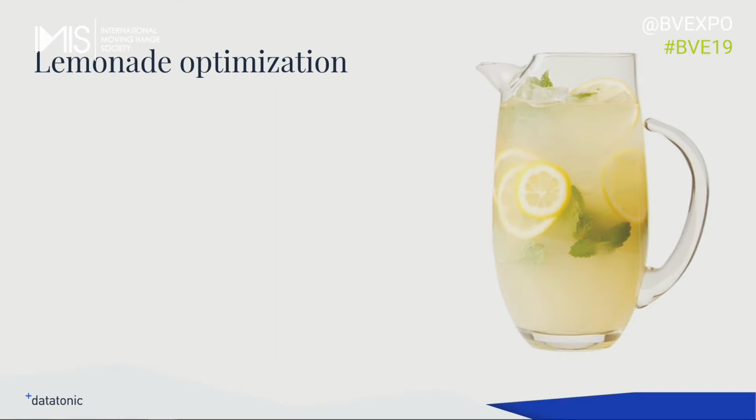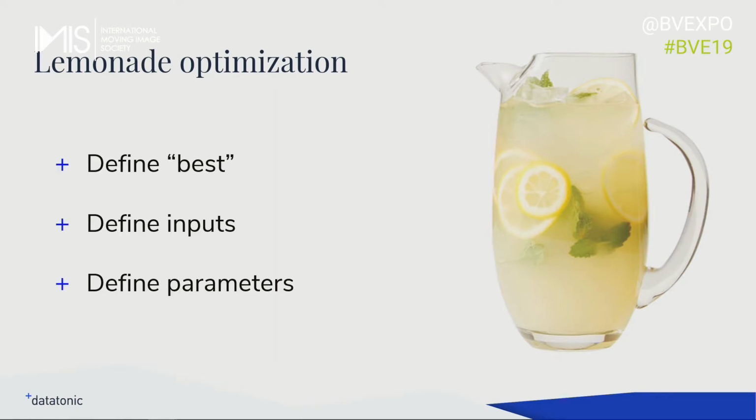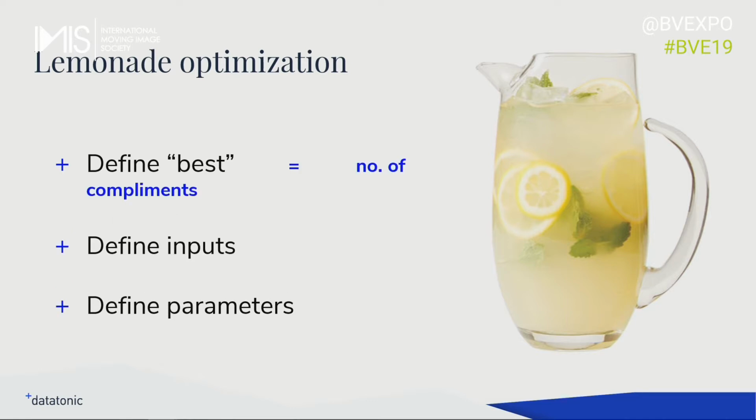So we're going to start with some definitions. What do we mean by best in terms of lemonade? What's going to go into our lemonade? And what are the parameters that our machine is going to learn in the process? So the best lemonade is the one that gets, I'm saying, the most compliments when you take it to your garden party. And in the soliciting donations example, this would be simply how much money you get given.